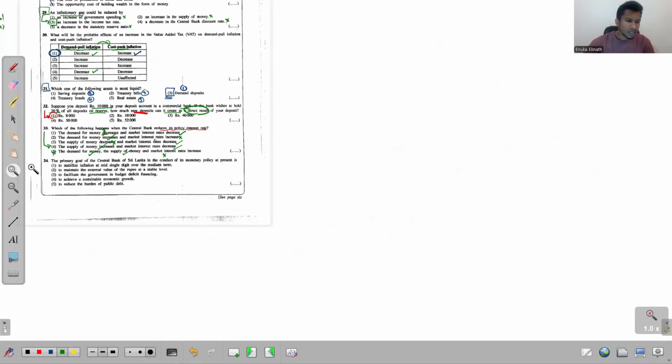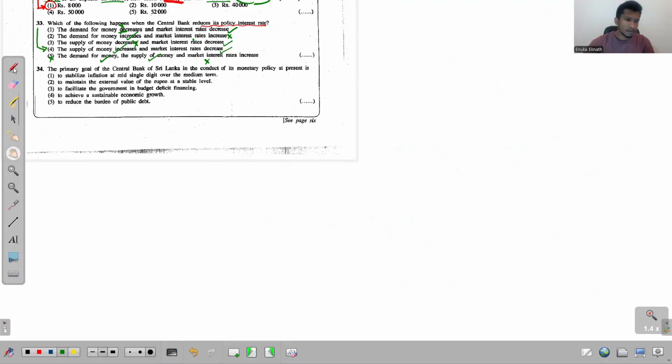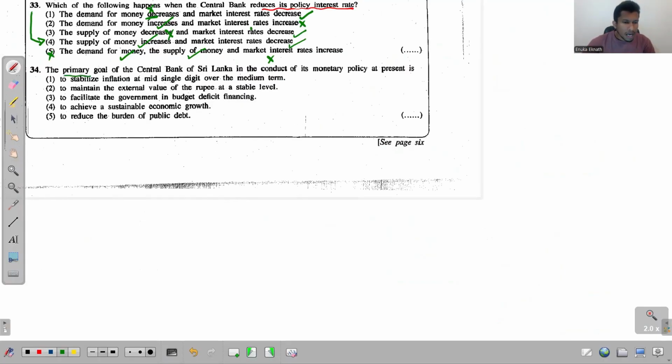Right, now look at this question 34. The primary goal of the Central Bank of Sri Lanka in the conduct of its monetary policy at present is. See that now these things are very specific things and we can't change these. So let me just show you the theory. These are theoretical things. So let me show you the theory note related to this and you will recognize the answer. Right, look at this note now.